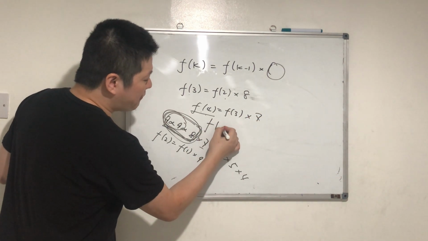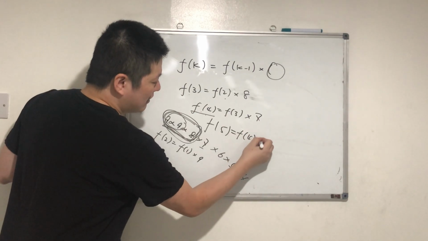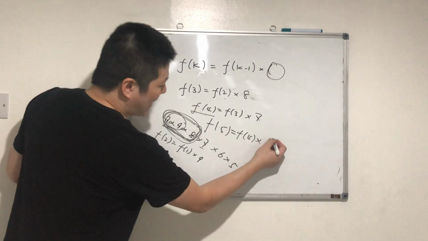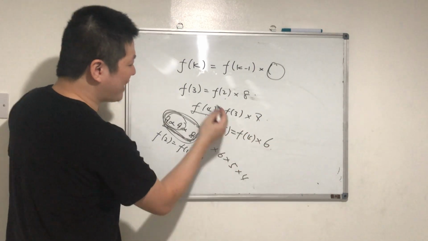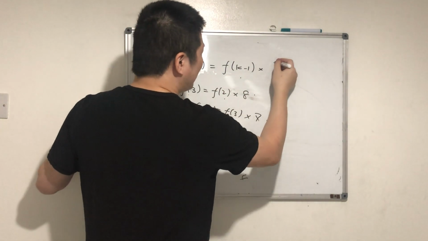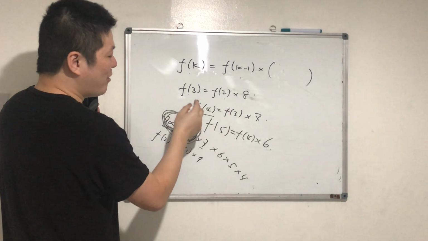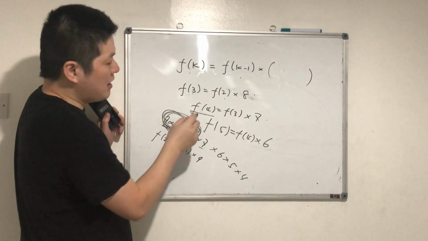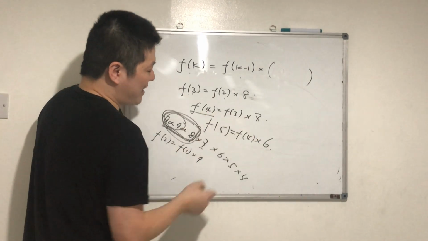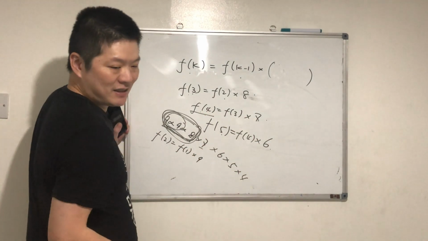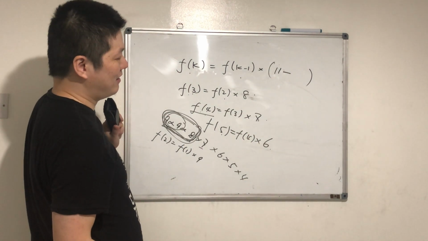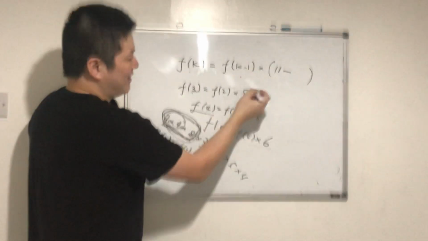And then F5 equals F4 times what? F4 times 6. Okay, got it. Yeah, 8, 7, 6. So we can do this. Fk equals Fk minus 1 times what? Can you write this? Look, 3 plus 8 is 11. 4 plus 7 is 11. 5 plus 6 is 11. So that's 11 minus what? 3.